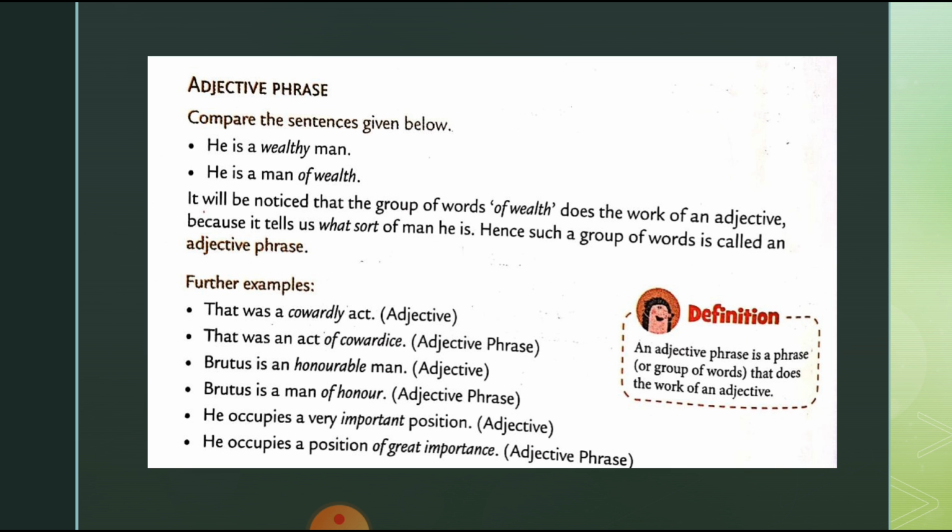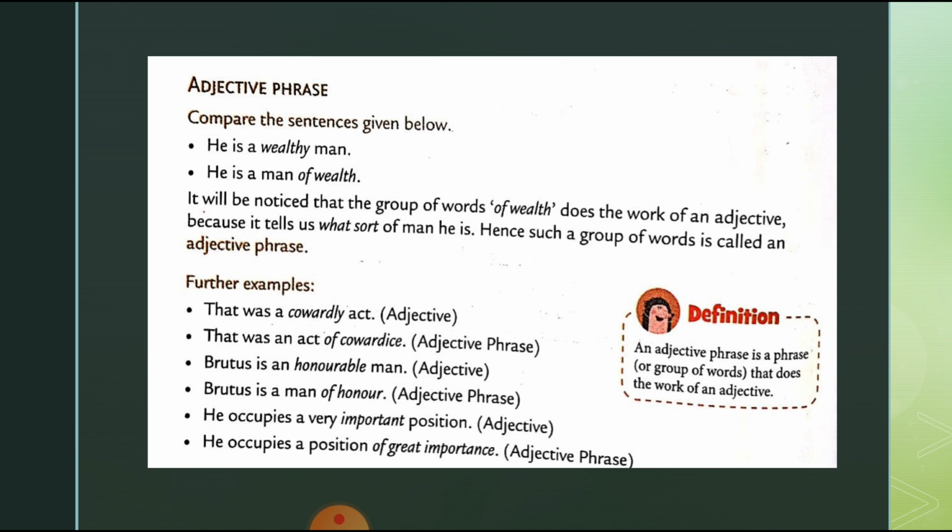See, a further example. That was a cowardly act. Cowardly is a simple adjective. When we make an adjective phrase, it becomes, that was an act of cowardice. What type of act was it? It was an act of cowardice. When you ask a question, you can identify it.